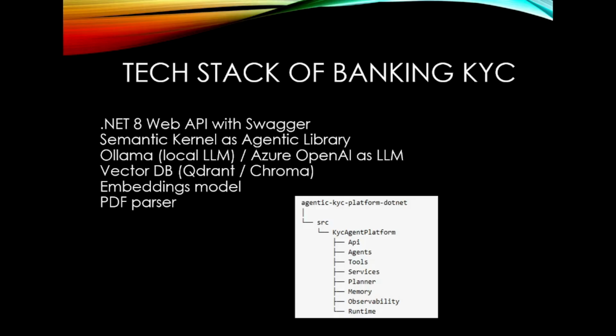Database, you can use a vector DB also, Chroma, Qdrant, but right now in some of the projects we will use a dictionary for the time being. But when you make a bigger agent, then we will use an actual database model and PDF parser. Whatever we discussed in the previous slide, the same thing: KYC agent, API, agent, tool, services, memory, observability, runtime.